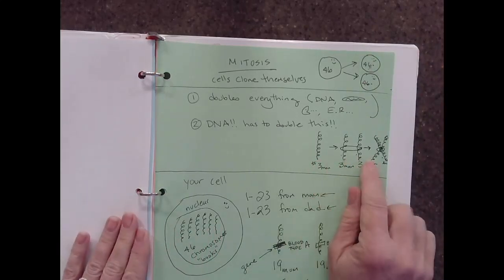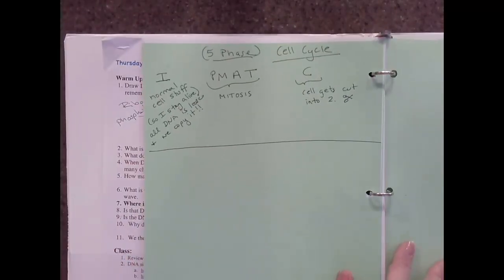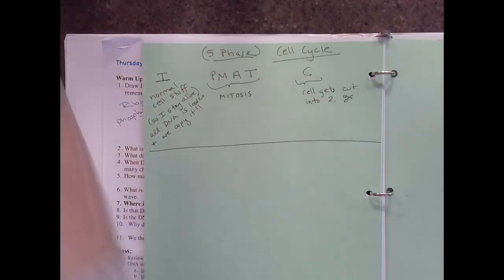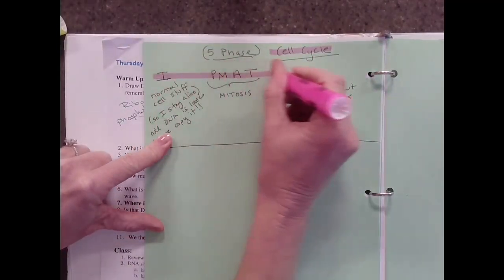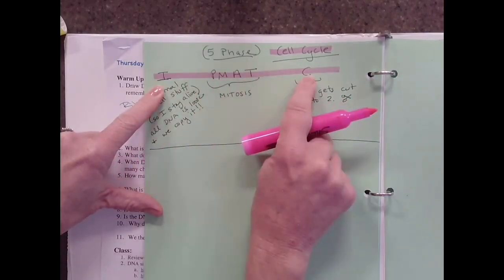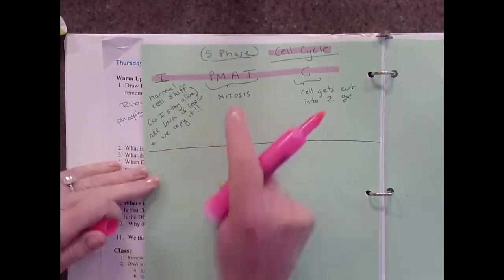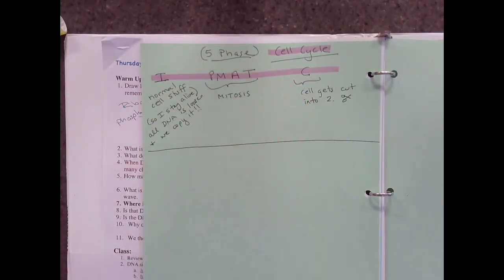When they copy, they look like an X that is just going to get ripped apart. And that's the part I'm going to show you right now. Please note that the cell cycle is all of this. These are phases: interphase, prophase, metaphase, anaphase, telophase, cytokinesis. Mitosis is just this part where we're ripping those doubled chromosomes apart.